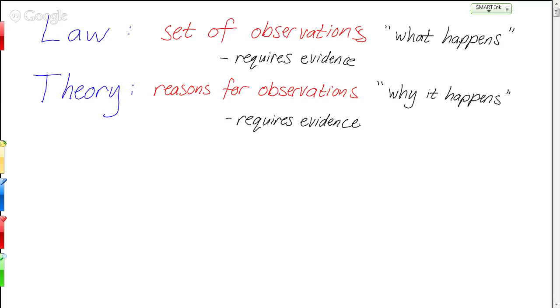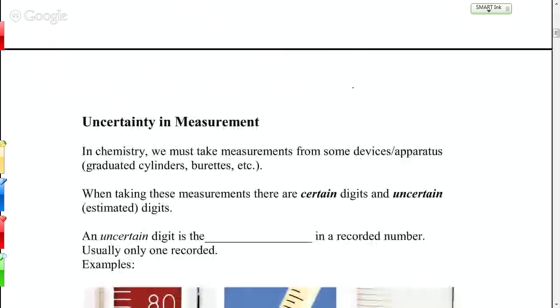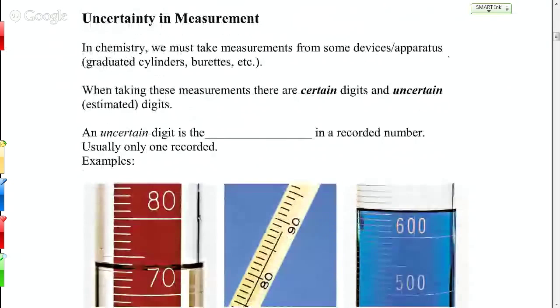So why, other than just general knowledge, do we actually have to talk about these? Because it influences something that we do in lab all the time, which is measurement. All right, so now we're going to talk a little bit about measurement.